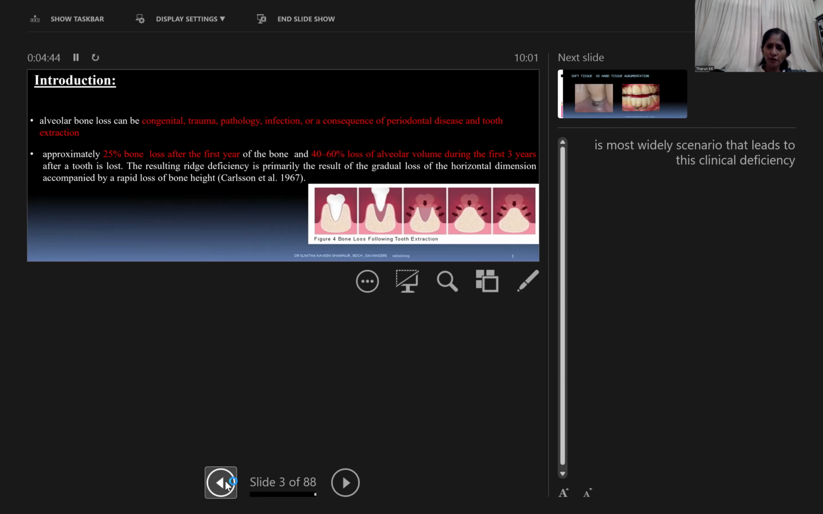The resulting ridge deficiency that is seen makes it impossible for us to proceed without an aesthetically predictable outcome, replacing the tooth back in its original position. So it's mandatory that you have augmentative procedures in check to give a more aesthetic outcome.